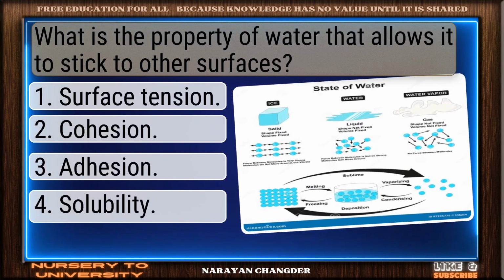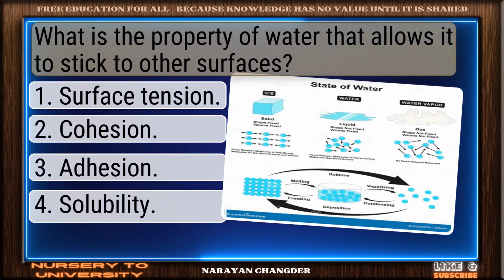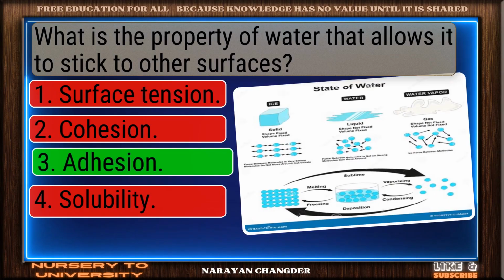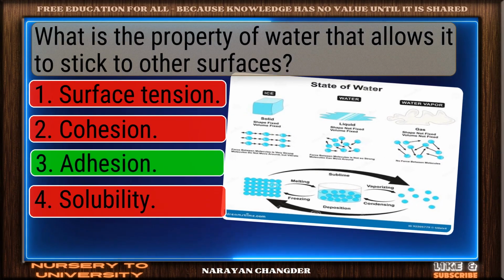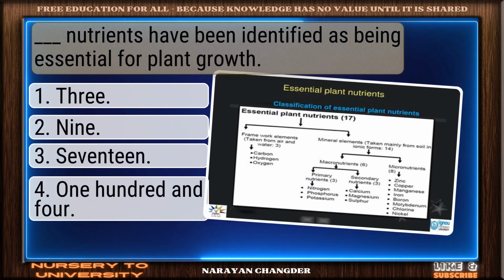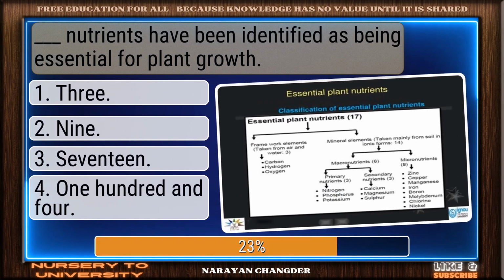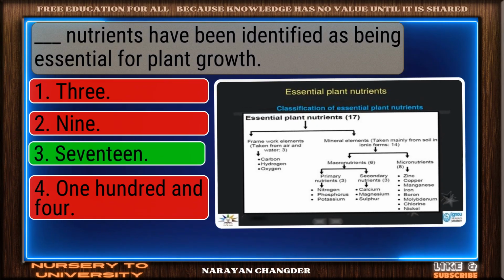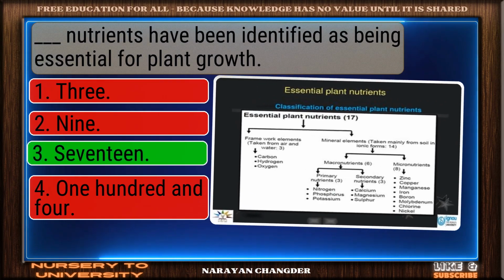What is the property of water that allows it to stick to other surfaces? Sharp thinking. Adhesion is the right choice. Dash nutrients have been identified as being essential for plant growth. Excellent. 17 is a brilliant choice.